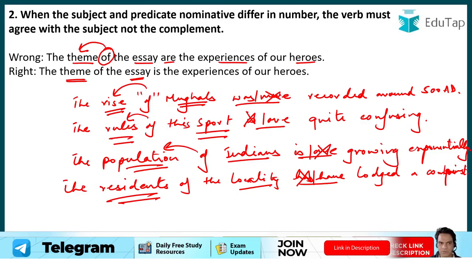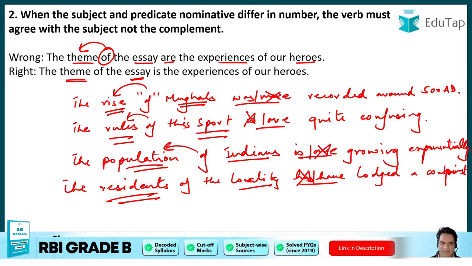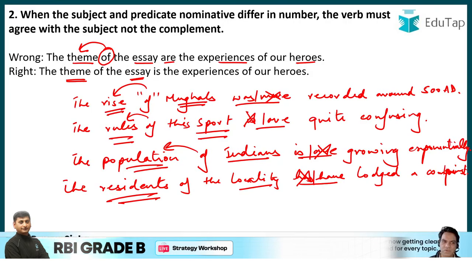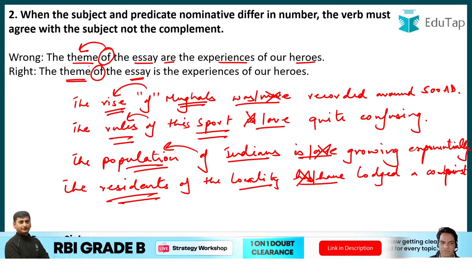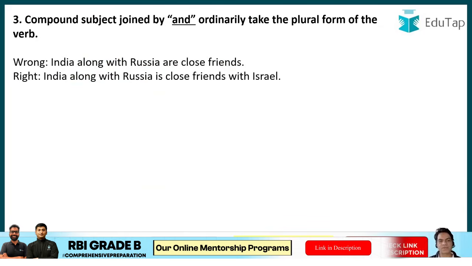So guys, you need to understand the subject has to be identified clearly in the initial stages of the sentence, and then you decide the verb accordingly, right? So if you find the preposition of between two nouns, always look at the noun before of, and that will be the subject, and that will decide the verb of the sentence. That's concept number 2. Let's move to the next concept, guys.